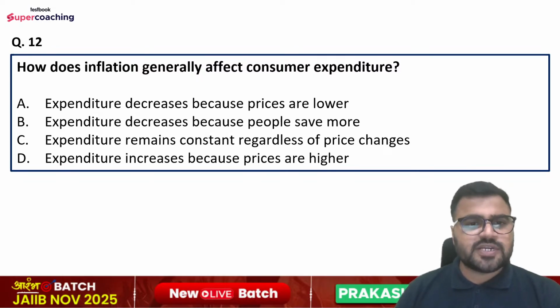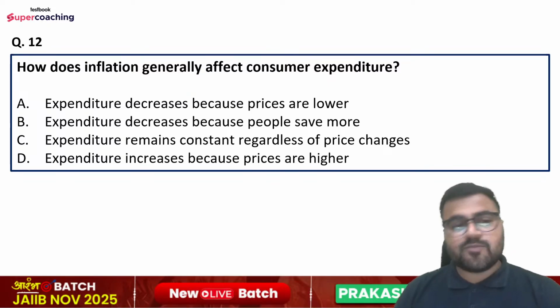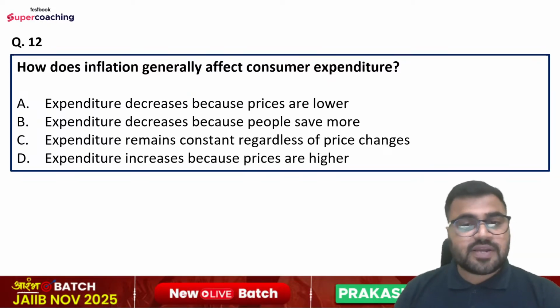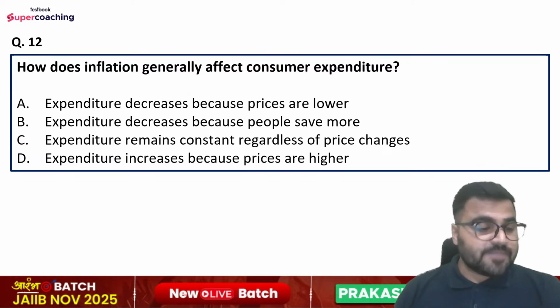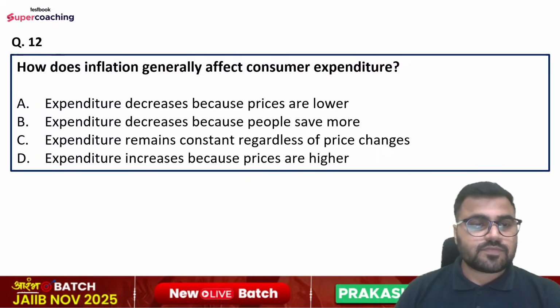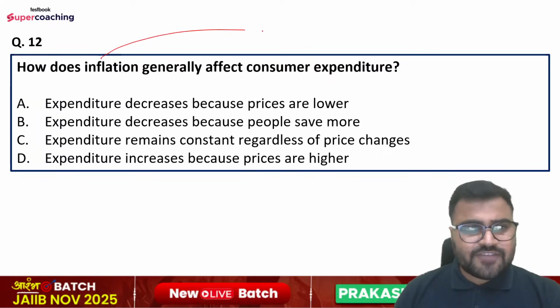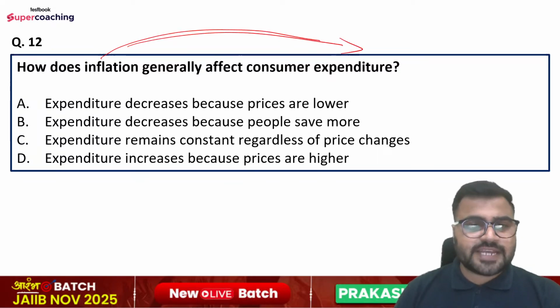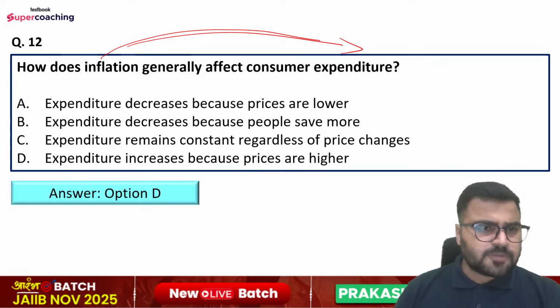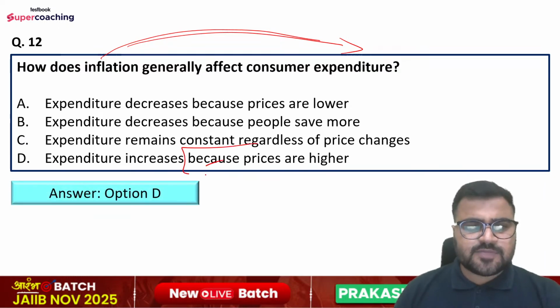Question number 12 is, how does inflation generally affect consumer expenditure? Options are: expenditure decreases because prices are lower, expenditure decreases because people save more, expenditure remains constant regardless of price changes, expenditure increases because prices are higher. So we are talking about the effect of inflation on consumer expenditure. So right answer is option number D, that is expenditure increases because prices are higher.